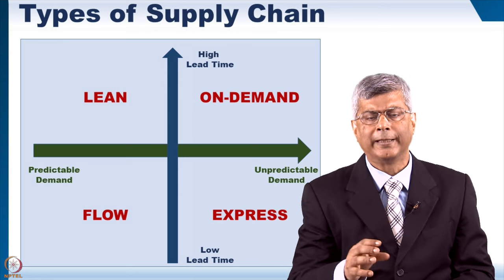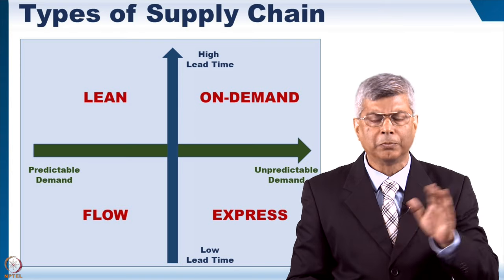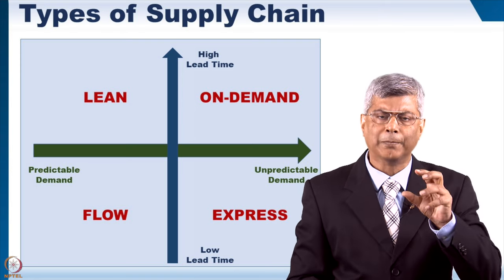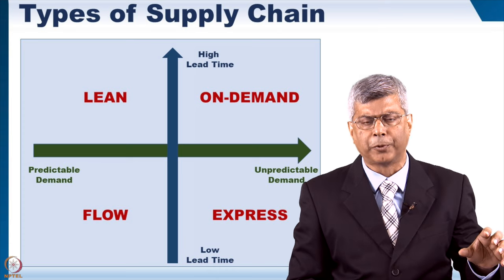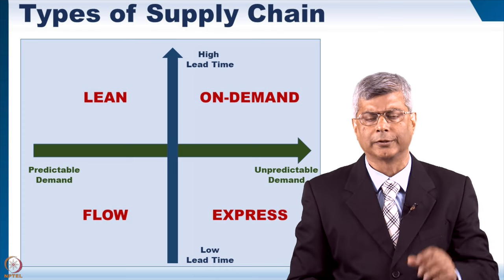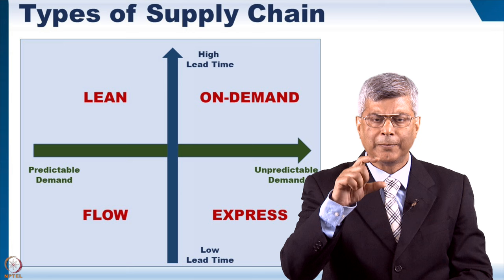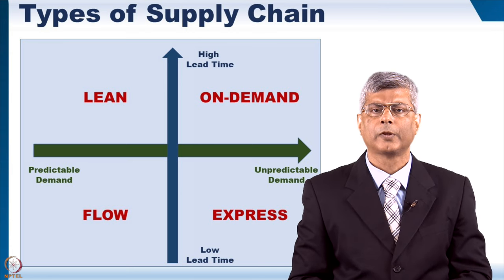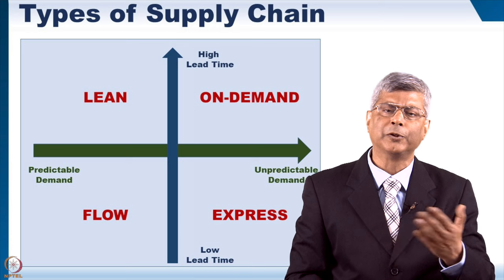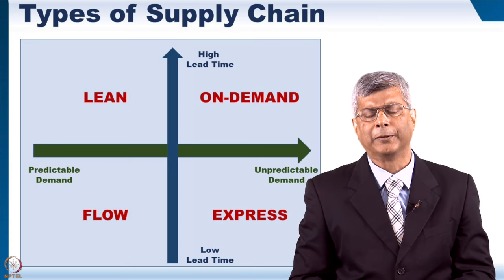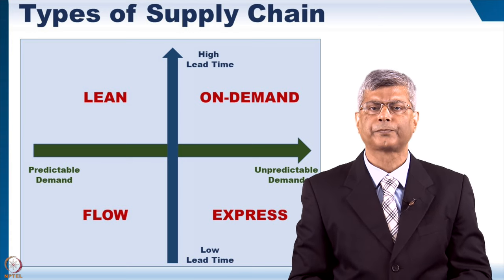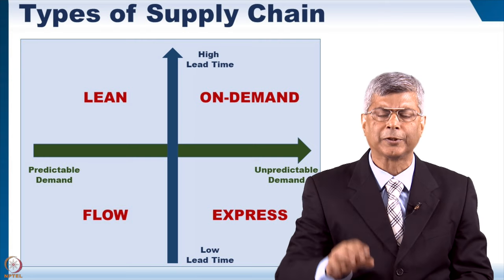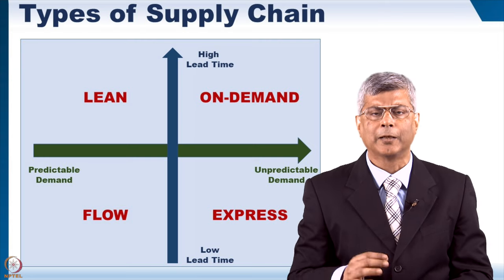Or an emergency medicine. Someone is almost in a life and death situation, and some medicine has to be brought in within hours. So lead time is very short because there's a life at stake. But the demand is unpredictable. You never know when that illness will happen, when that patient will come. Then you use the express supply chain. So these are the types of supply chain that a company can have.